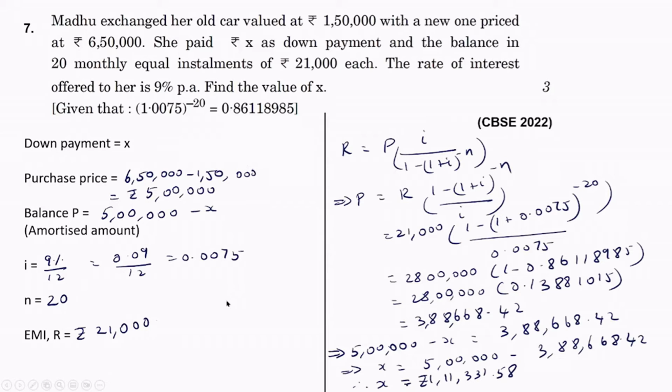So here writing what is given carries 1 mark. Then writing the formula for EMI, substituting the values and getting the answer carries 2 marks. A total of 3 marks for this question.